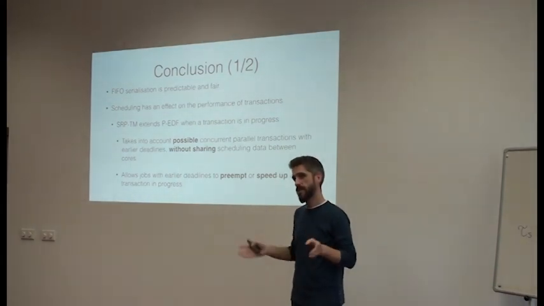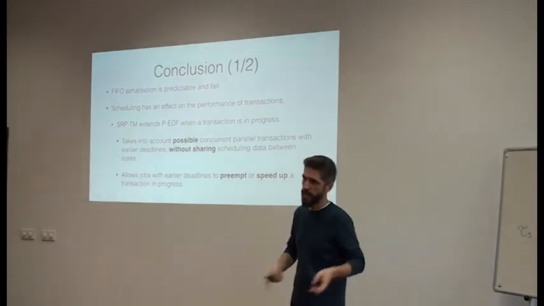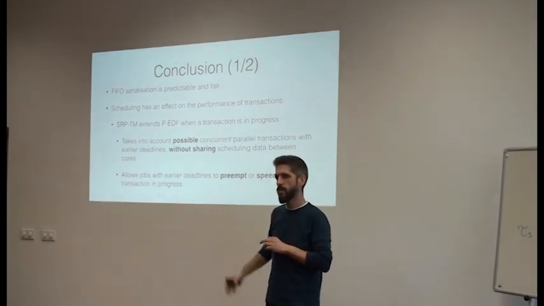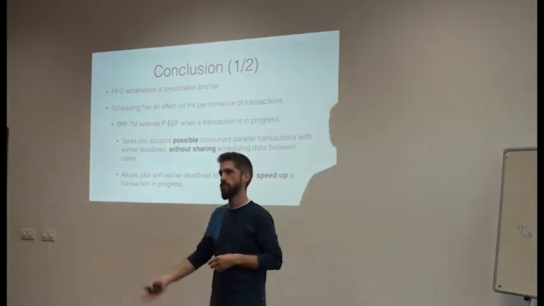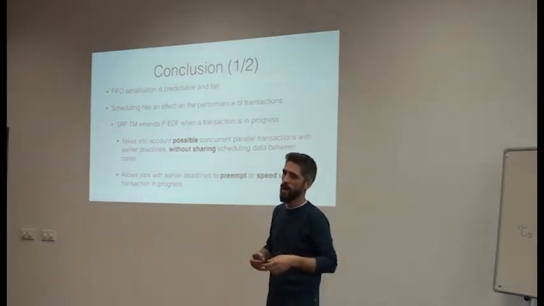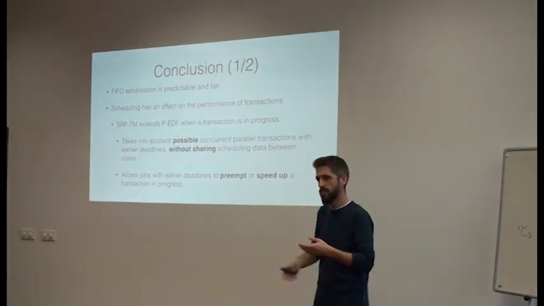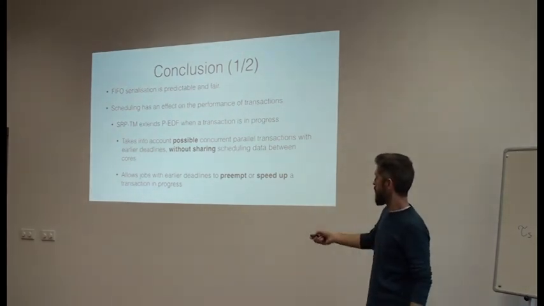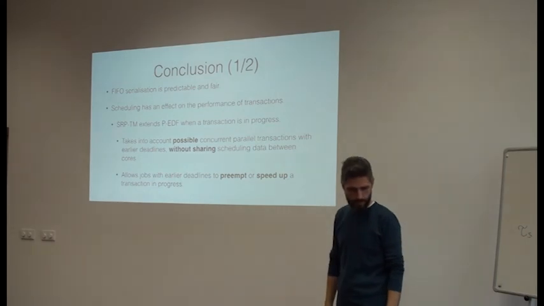This is something that we also wanted because we didn't want to exchange data between schedulers to check, is it okay, what's happening in the other cores? This thing is simply impractical when we have hundreds of cores. We don't want to have hundreds of schedulers sharing data saying, I'm not scheduling this particular type of task. And it allows jobs with earlier deadlines to preempt or speed up a transaction in progress.